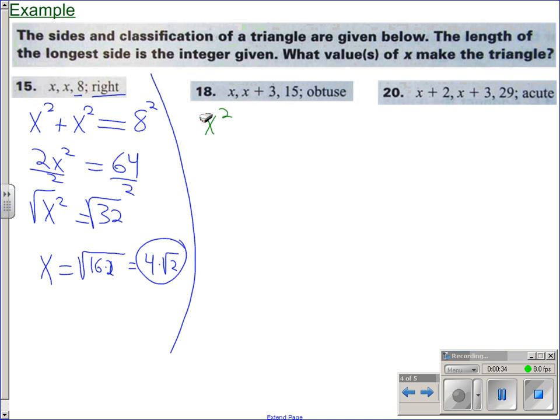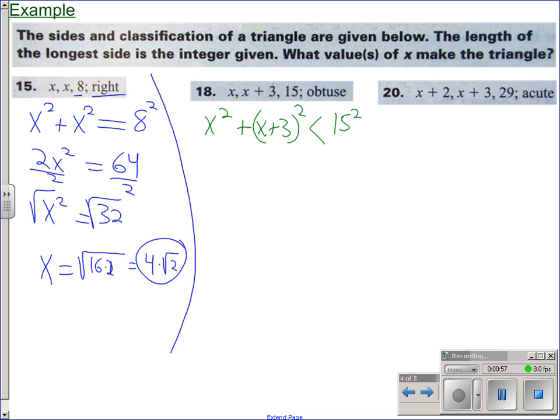one side squared plus the other side squared. Because it's going to be an obtuse triangle, when we take that longest side and square it, it will be greater than the sum of the other two sides. All right, so that gives us this equation. So now we're trying to solve for x to see what values of x make this thing happen.